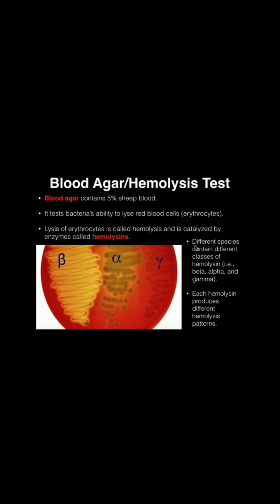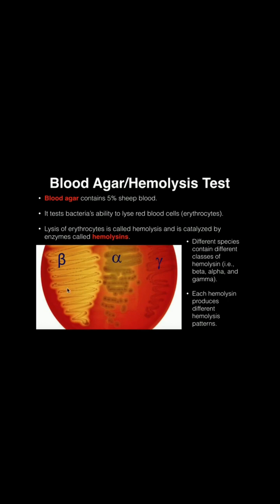Now, different species contain different classes of hemolysin. Some contain a beta hemolysin, others contain an alpha hemolysin. Gamma is a little bit misleading. The gamma basically means they don't express hemolysin at all, in which case there's going to be no hemolysis. For bacteria that express beta and alpha hemolysins, they're going to destroy red blood cells, but the patterns that you're going to see on the blood agar are going to look a little bit different. We're going to look at those patterns on the next slide.